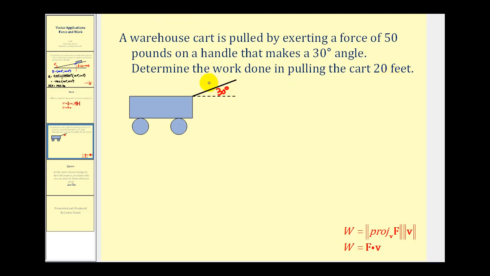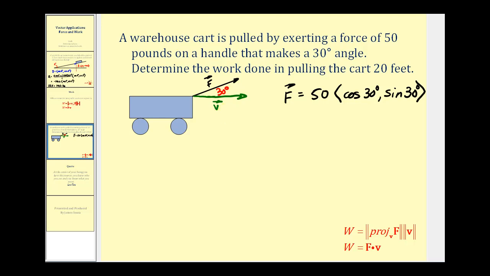Okay, so on this problem we'll go ahead and let this represent the force vector. And since the cart is being pulled 20 feet horizontally, we could let this represent vector v. Let's talk about the force vector for a moment. We know it forms a 30-degree angle with vector v. We also know the magnitude would have to be 50. So we can let the force vector equal 50 times the unit vector in the same direction, so we'd have cosine 30 degrees, sine 30 degrees. So this would be our force vector.